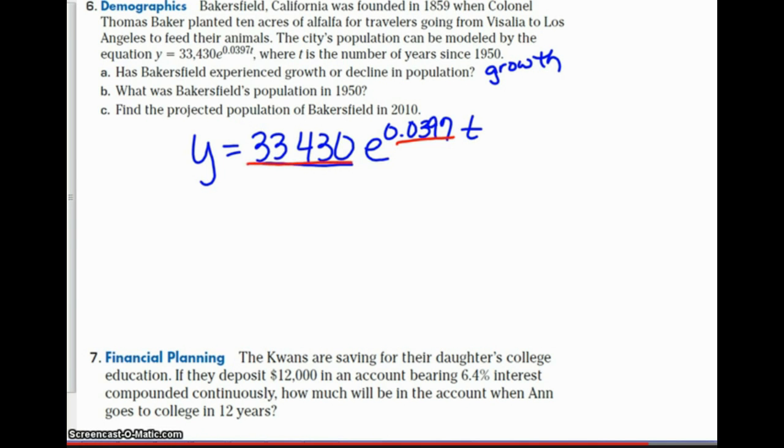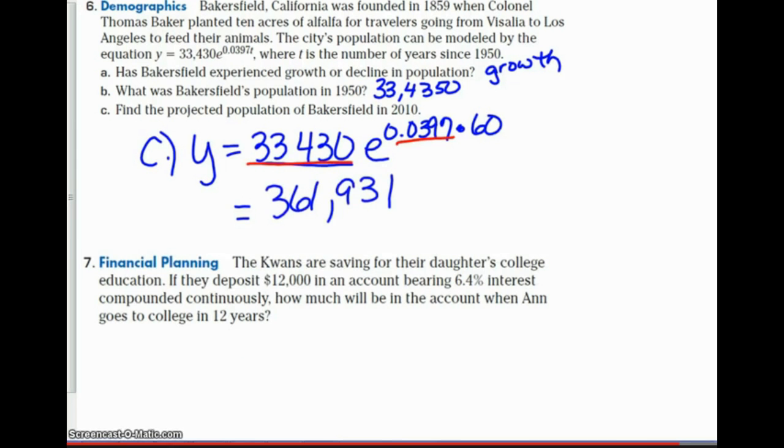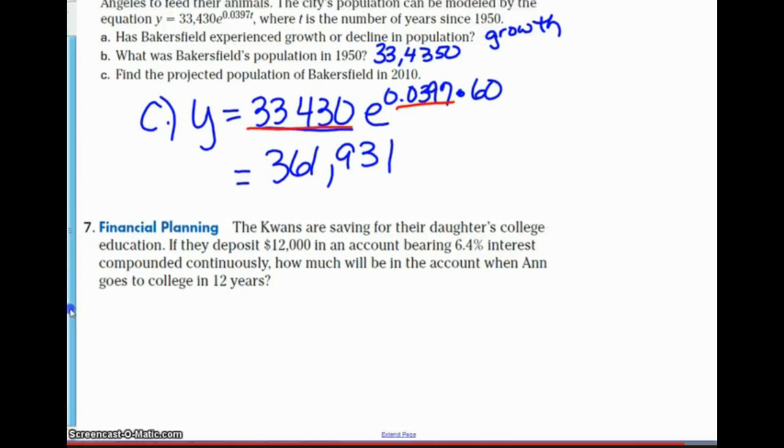That starting value is where it would be when this particular value starts. So in 1950, it asks what is the population in 1950? Well, that was our starting value. Here, all we had to do for part C is, instead of this t, add in our time, which was 60 years. Then we just had to calculate it out. We took 33,430 and multiplied it times e to the 0.0397 times 60. That turned out to be 361,931.